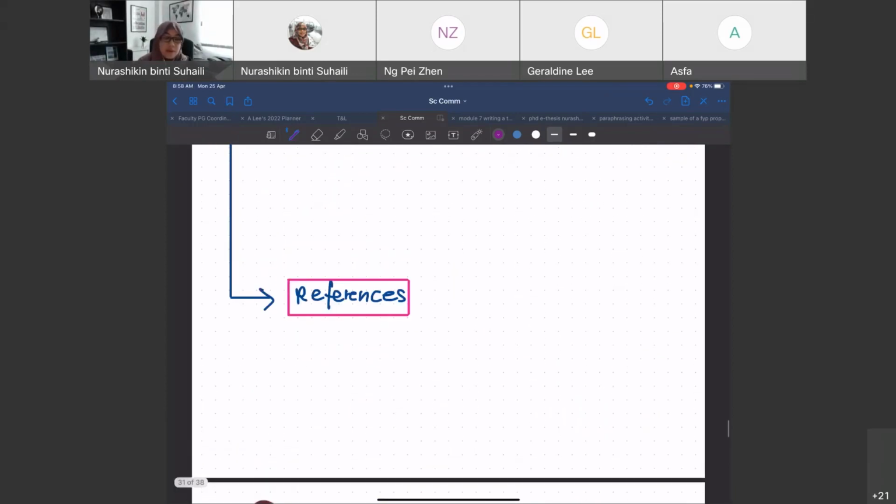And the last section is references. Okay, this is the same as for the proposal. You must have a list of references at the end of your thesis.